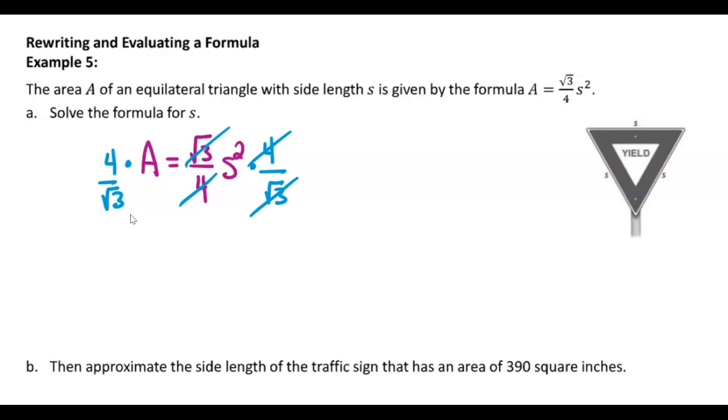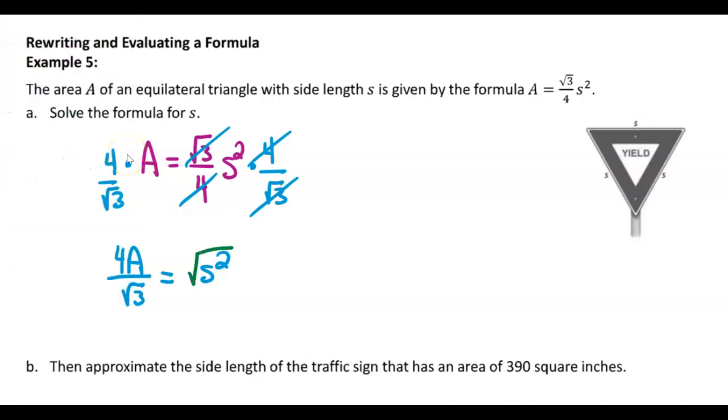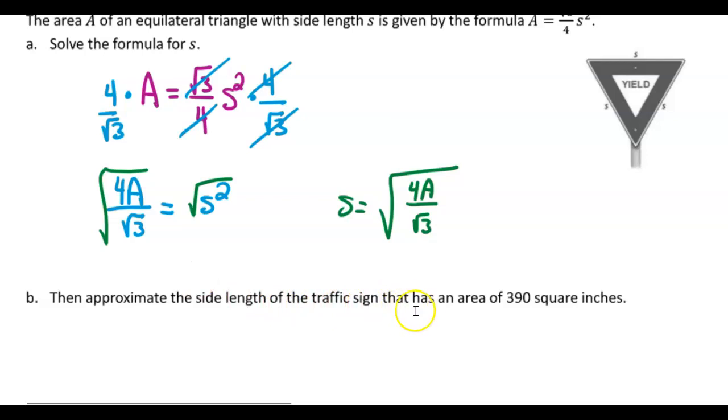So on the left side I have 4 times the area, that's uppercase A, over square root of 3. And on the right side, I have S squared. To get that S by itself, I would square root both sides. So I end up with the square root of, it's a large square root, 4A over square root 3. Now I know technically we can't have a radical or a square root on the bottom of a fraction, but honestly, we're just rewriting to get S by itself because it asked us to.